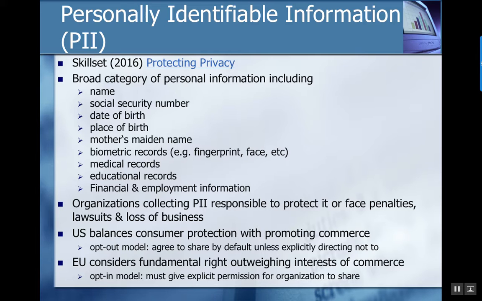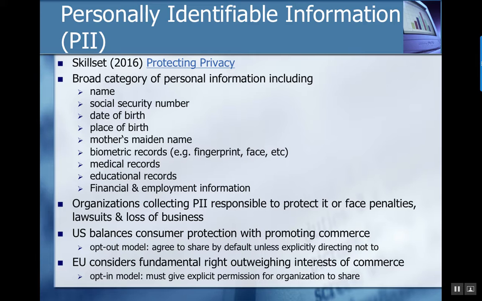All right. So the challenge is really to try to balance consumer protection with commerce protection. You don't want to put burdens on organizations to be responsible to the nth degree. But by the same token, you want to make sure there are protections and people are aware of the information that's out there. So usually what they call is an opt-out model. By default, there's an agreement to share the information unless there is an explicit direction not to.